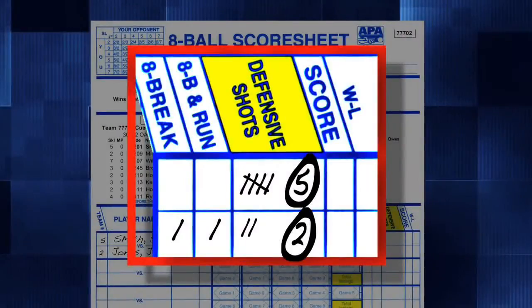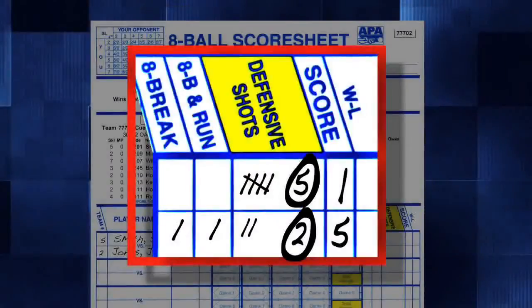The score block. The total number of games won by each player is recorded in the score block. As shown here, Joe won 5 games and Steve won 1. The win-loss block. Indicate who won or lost each match with a W or L in the WL block. Here, Joe won, as indicated by the W.